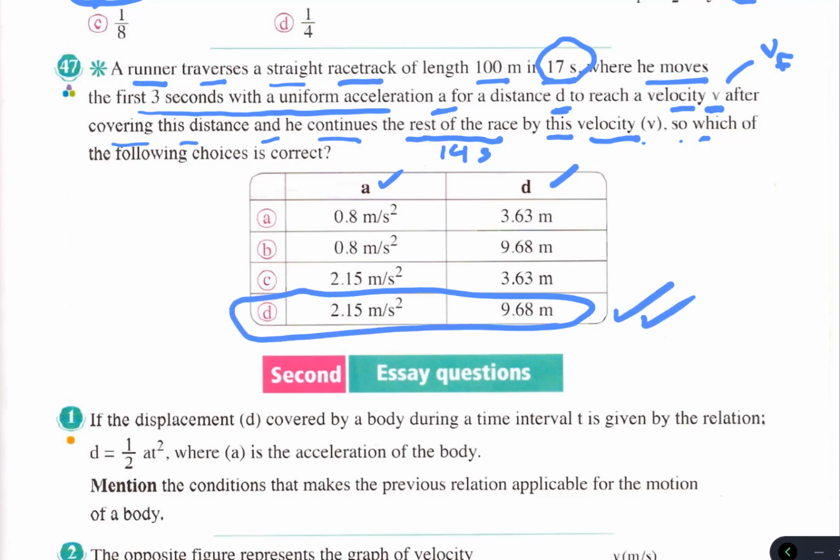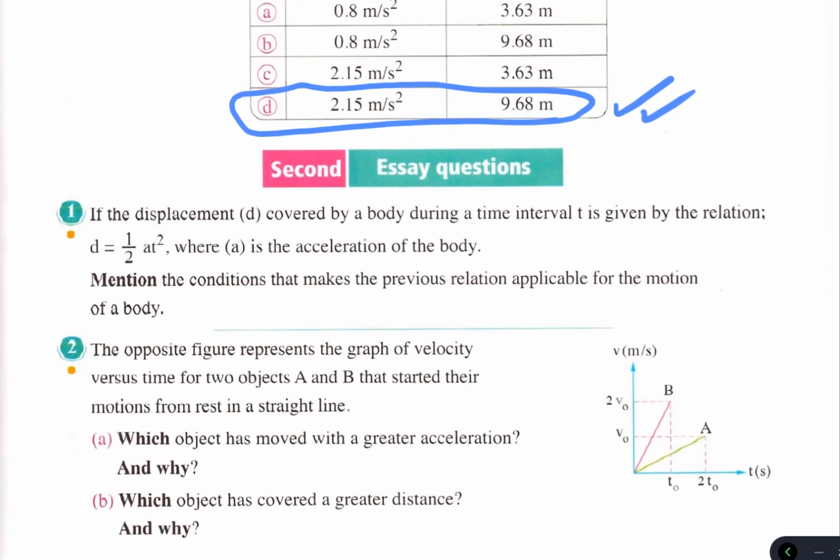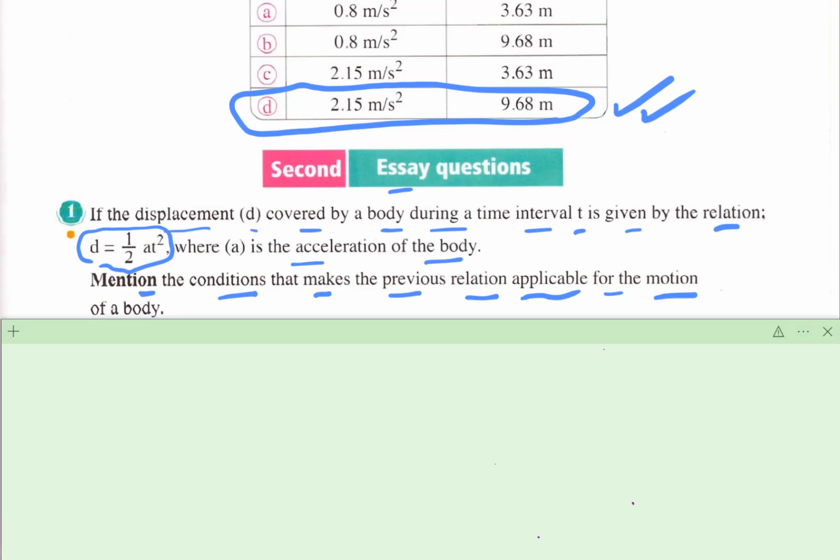Okay, guys. Next question: if the displacement D covered by a body during a time interval T is given by the relation D equals half AT square, where A is the acceleration of the body, mention the conditions that make the previous relation applicable for the motion of a body.